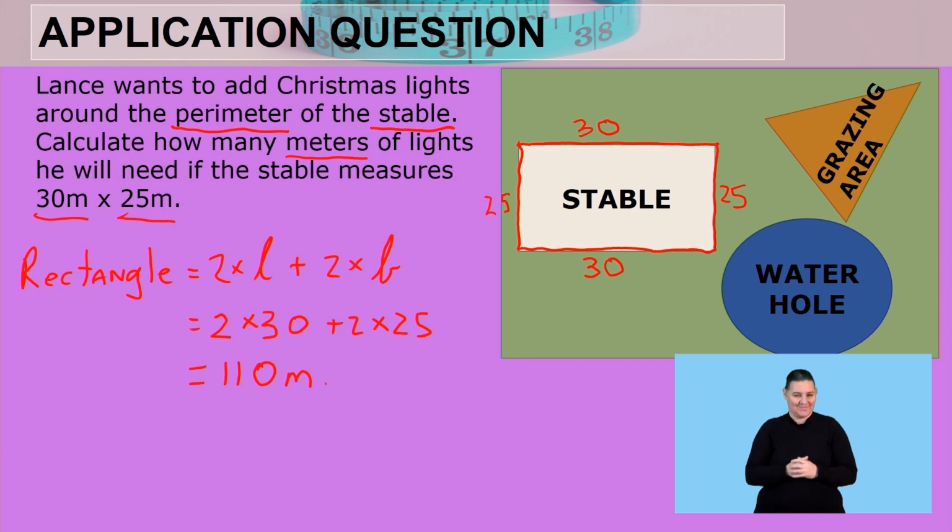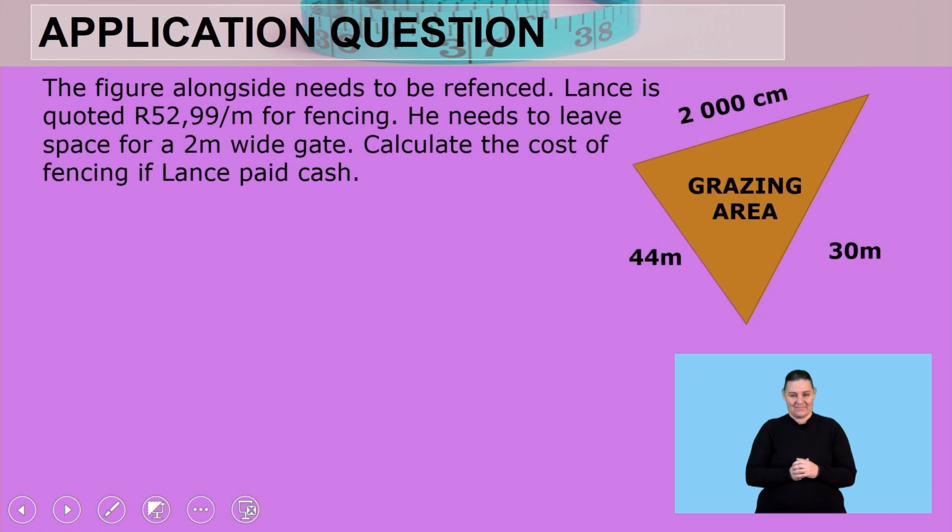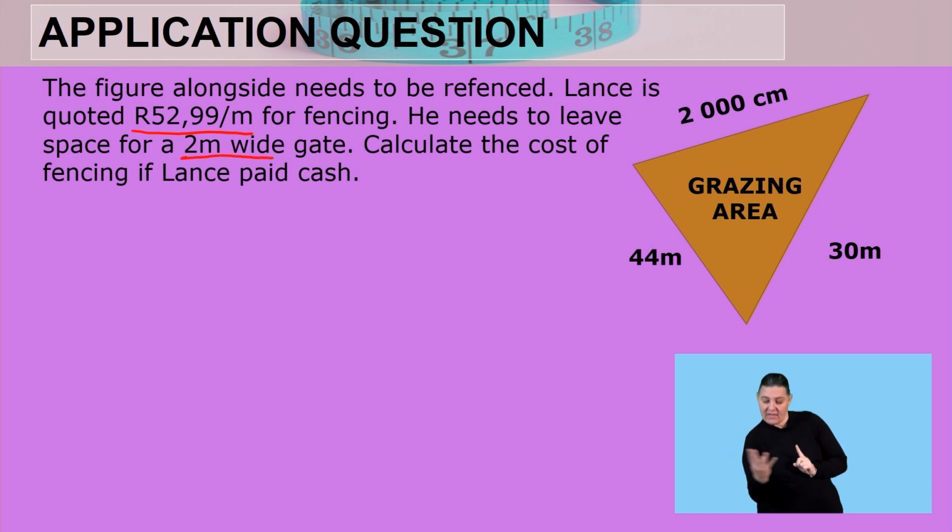All right, let's move along. What do we have next? The figure alongside needs to be refenced. Lance is quoted 52.99 Rand per meter for fencing. So we've got a price now, something different. He needs to leave space for a 2-meter wide gate. That makes sense because you cannot put fencing around everything and not have a way to get in or out. So calculate the cost of fencing if Lance paid in cash.